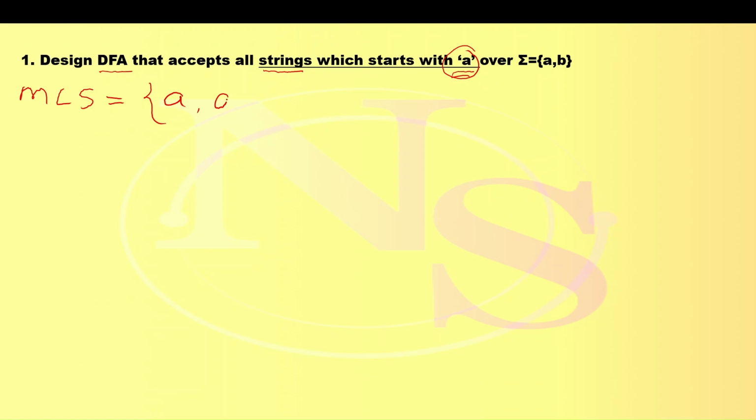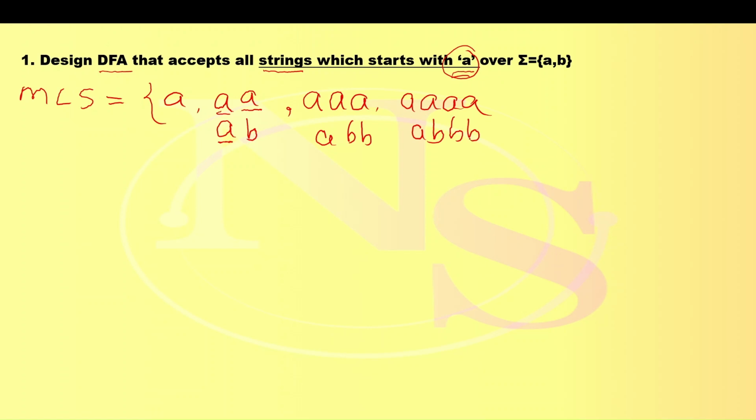For example, if a string is starting with A, after this whether A is coming or B is coming, it will work because our condition is starting with A. Or it may happen that one string starts with A and multiple A's are coming. Or one string starts with A and multiple B's come, like ABB or ABBB. All of these are valid strings. The only thing is that all these strings should start with A, and these strings are starting with A.